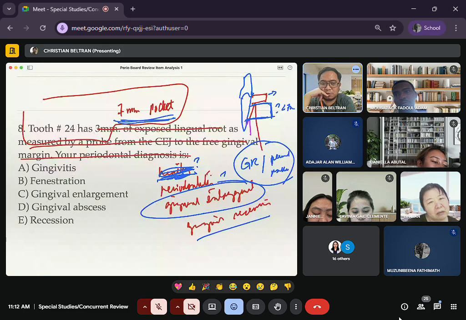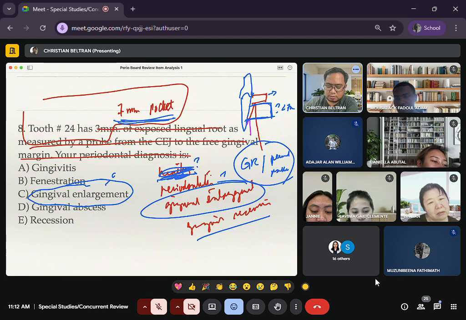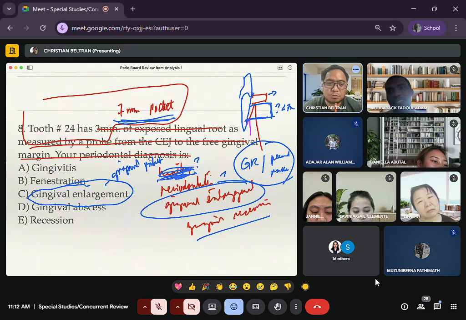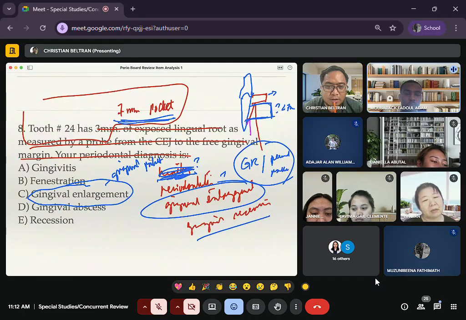So when you say gingival enlargement, that is only a gingival pocket. Gingival pocket is different from periodontal pocket. So you can have gingival enlargement due to certain medications like your Dilantin, your calcium channel blockers, right? Which we manage through what procedure? Gingivectomy. So yes, you can have a 7 mm pocket if you have gingival enlargement, which can be managed through gingivectomy.